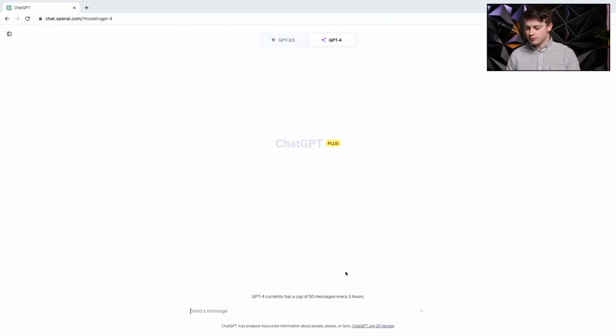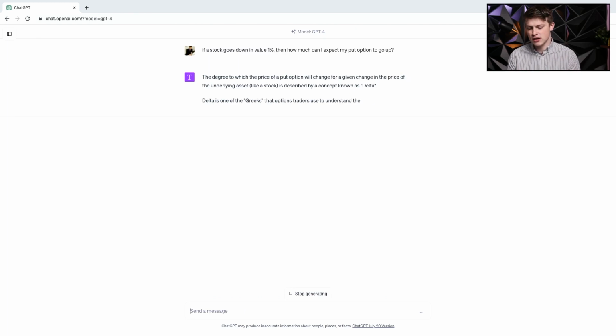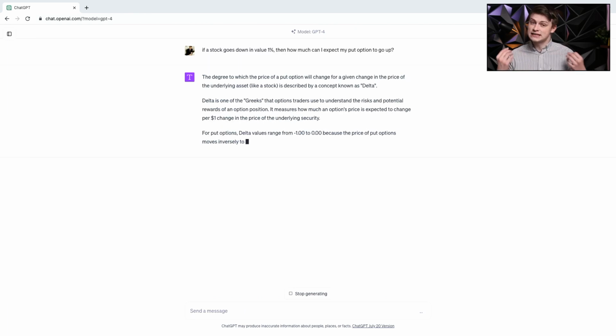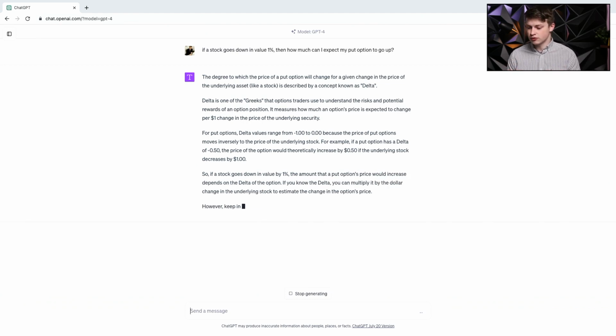So we went to ChatGPT. We're going to ask it, if a stock goes down in value 1%, how much can I expect my put option to go up? We're going to type enter and have ChatGPT tabulate this for me. For logic questions like this, I find ChatGPT 4 is very good at these type of questions. And if you want to add specifics into your questions, it'll give you those examples in specific terms.